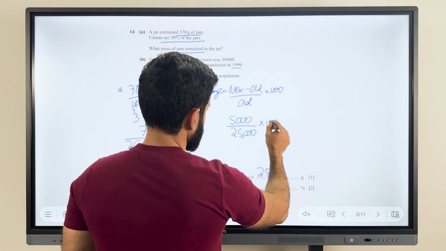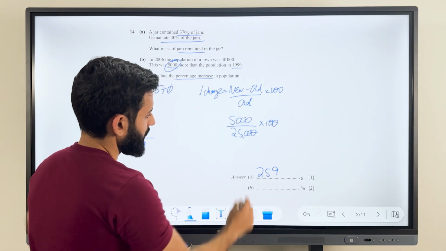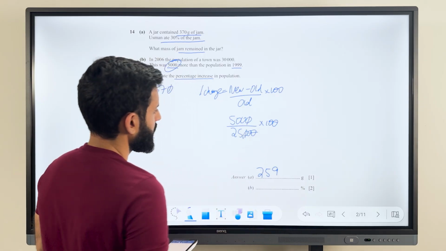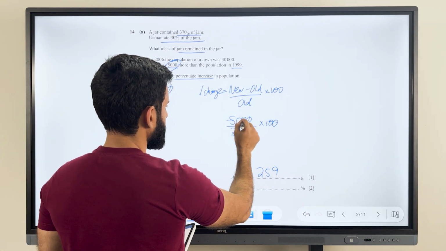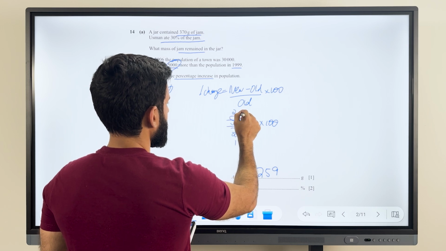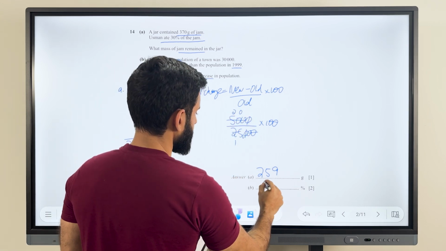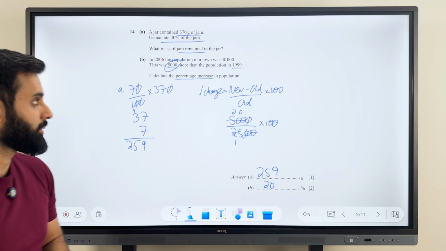So let's cross out these two zeros with these two zeros. Let's cross out this 0 with this 0. What are we left with? We're left with 500 upon 25. 25 1s are 25, 25 2s are 50, and 0 zeros are 0. So what's that? That's equal to 20%.